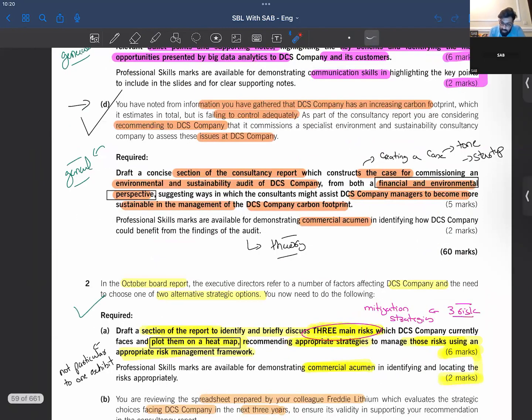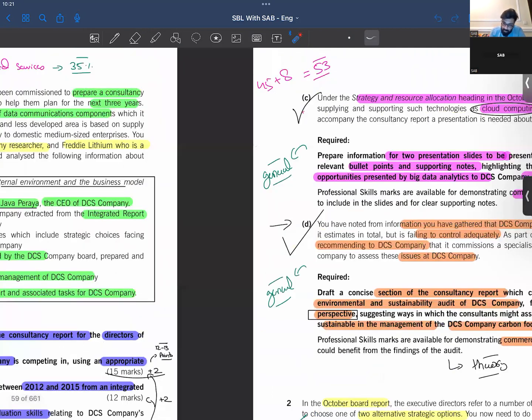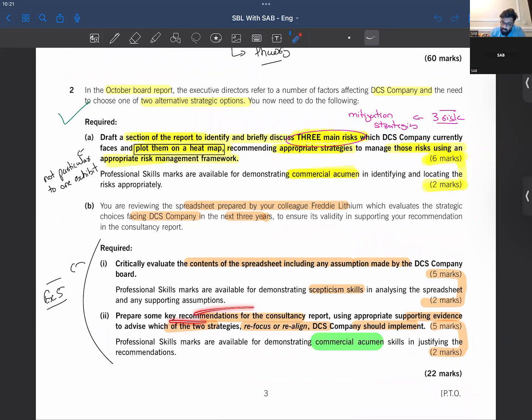And I guess an exhibit allocation can be done here, that there was an exhibit 5 which evaluates the future strategies that would have been considered by the DCS company board. So they've asked you to evaluate those strategies and then prepare some key recommendations for the consultancy report using appropriate evidence, right? Now, 5 marks and 2 marks for professional skills.